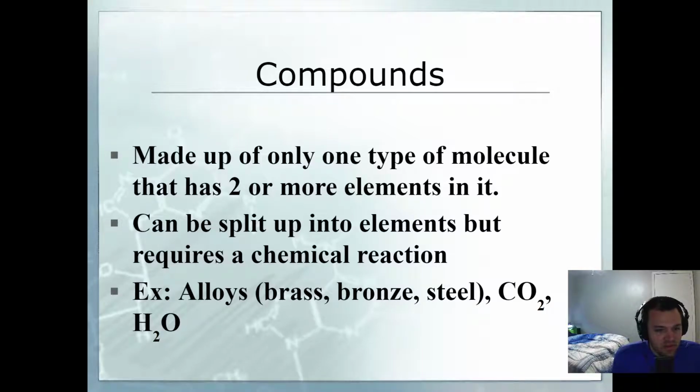Brass and bronze are both alloys made with copper, and then some other stuff thrown in there like nickel or other elements. And then steel is an alloy made of iron and carbon. So that is a compound. CO2, carbon dioxide, it's what we breathe out. It's carbon and oxygen bonded together to make a compound. And then H2O, water, is hydrogen, the element, and oxygen, the element, bonded together to make water. So those are compounds. You can split them up, but it takes a chemical reaction to do.